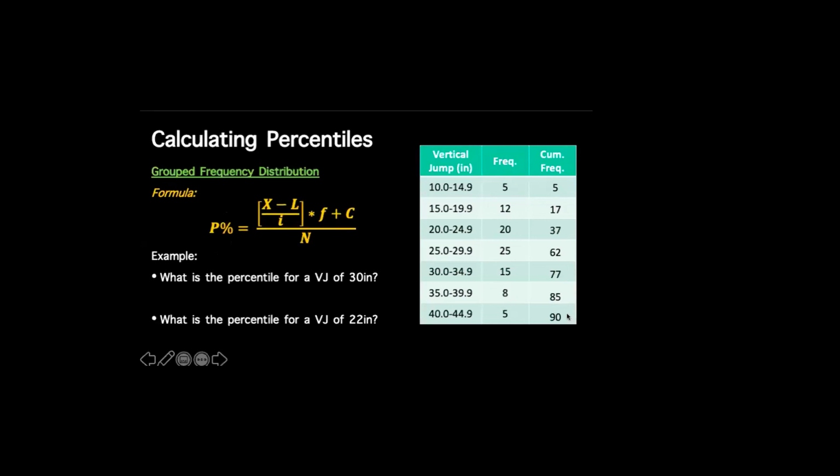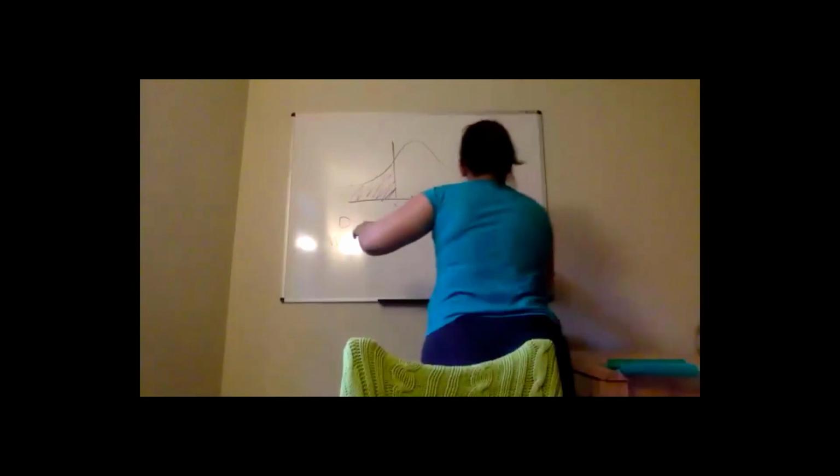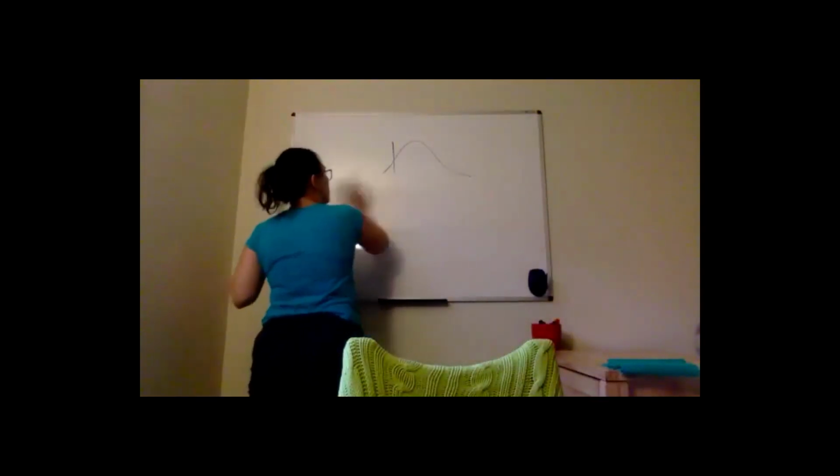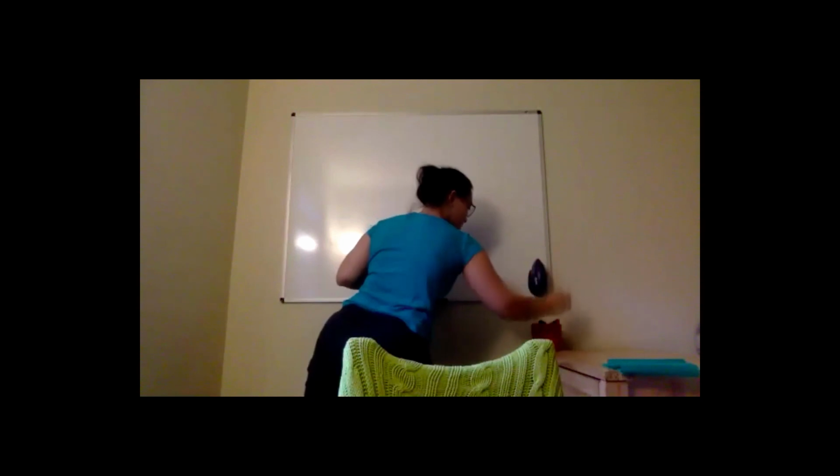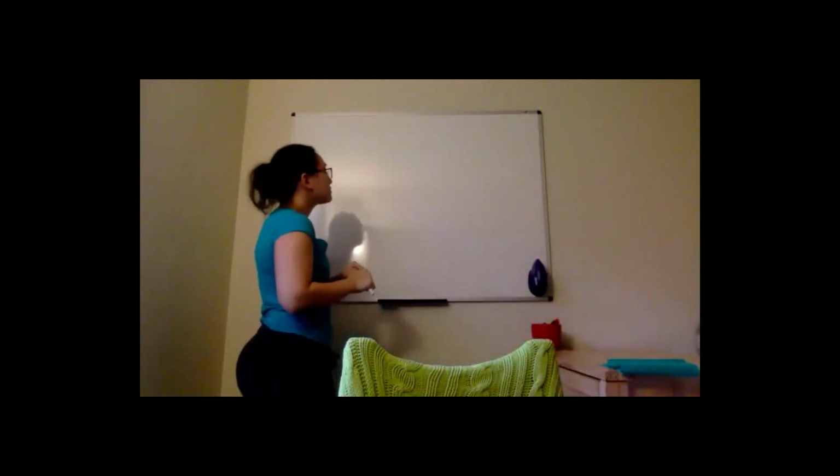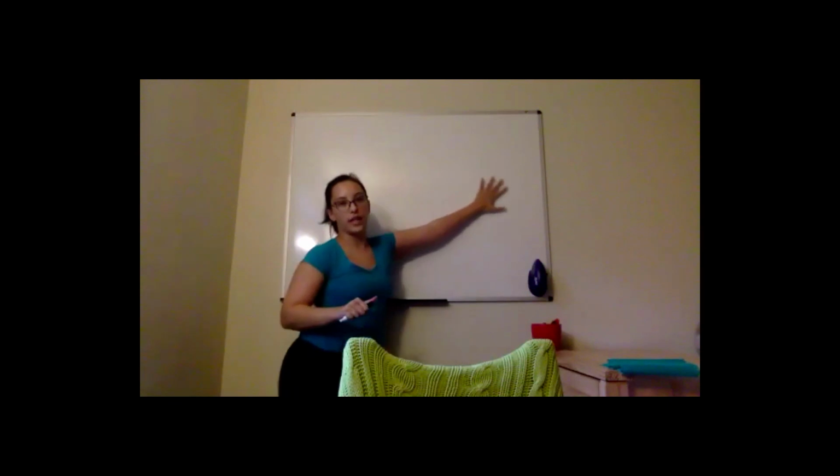So, applying this information to percentile questions, let's say we want to know the percentile of a vertical jump of 30 inches, given this frequency distribution. So I'm going to stop sharing again, and we're going to write this out here. Okay. This is non-glary, yes? Just not where my body is.